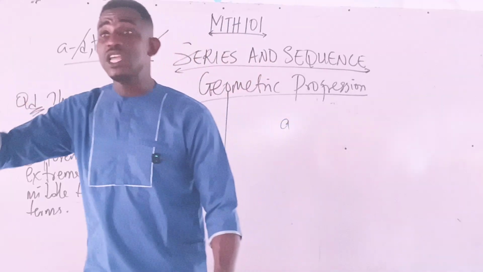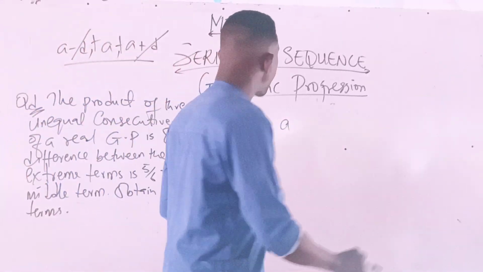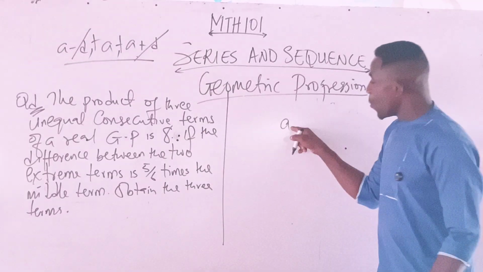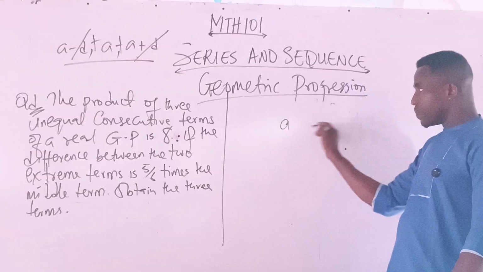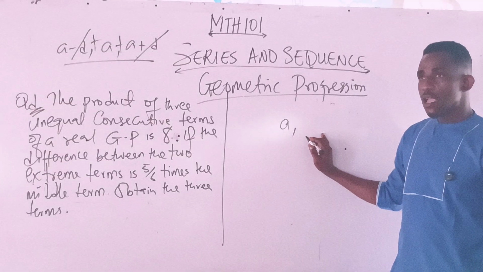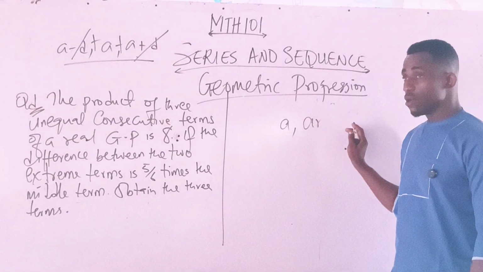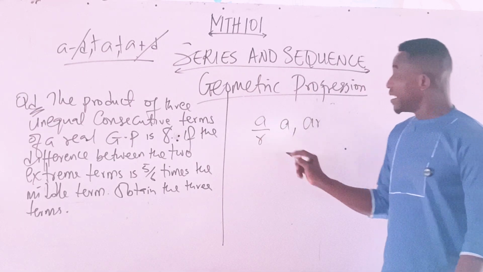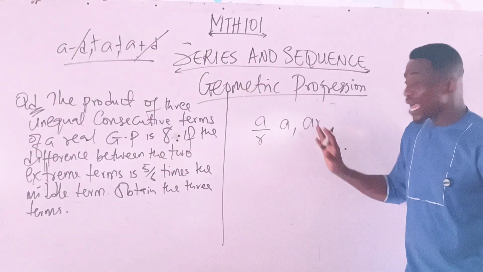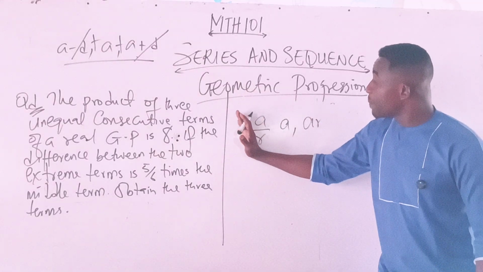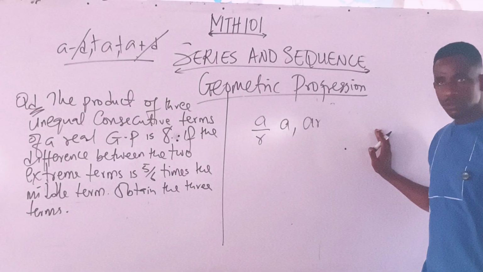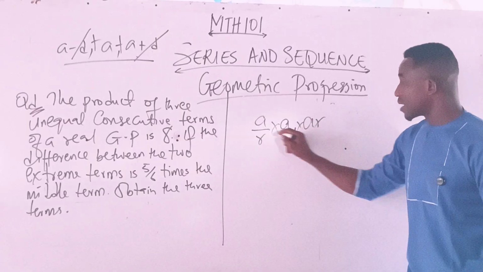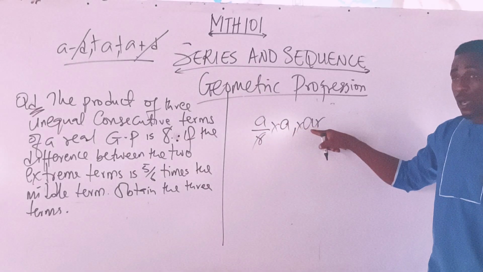They will now use it to find only what? A. Now, back to GP. We say that this is A, right? Second term is what? To the right, say AR. Oh yeah, second term to the left. Say it again. Now, this R will cancel out if they say the product of these 3 consecutive terms is given as so and so. Are you getting it now? By multiplying this, you cancel this. You easily find A.